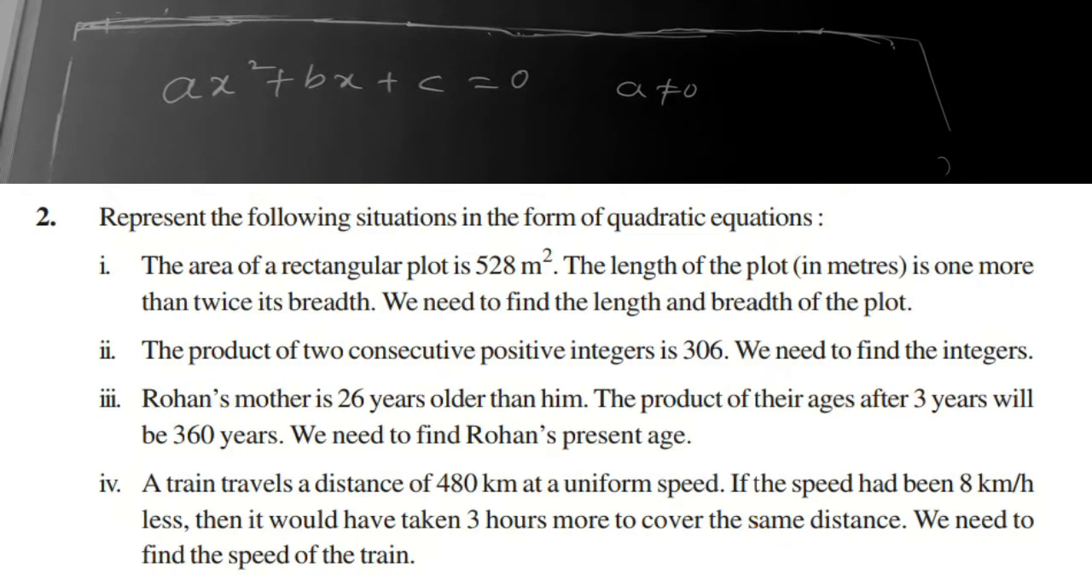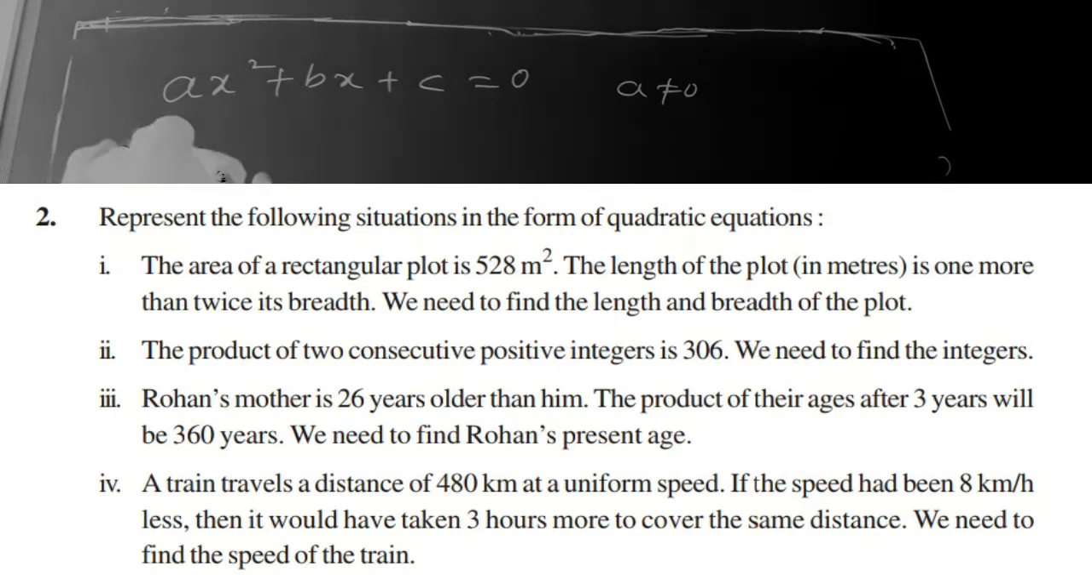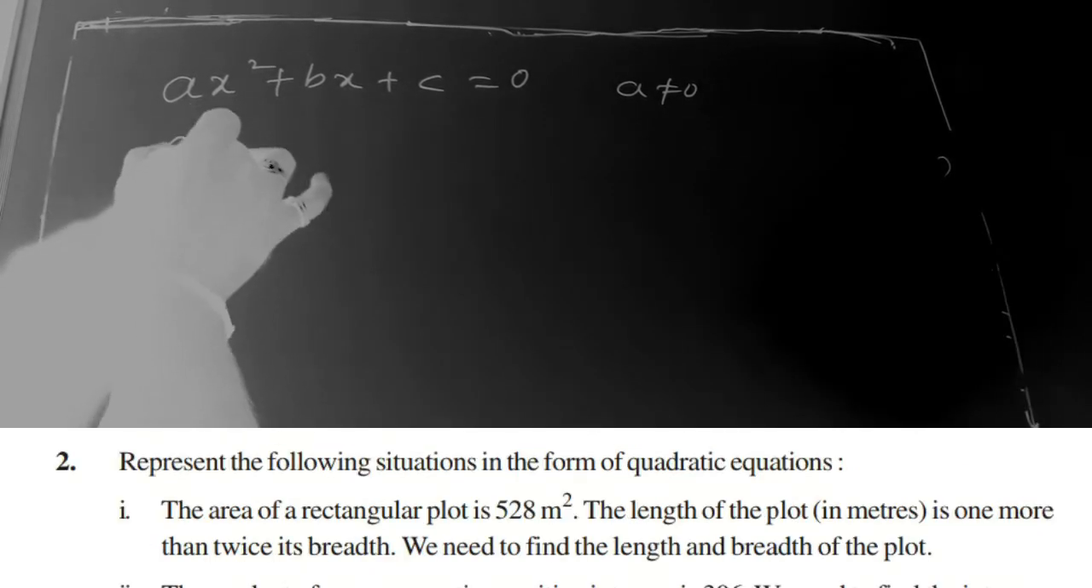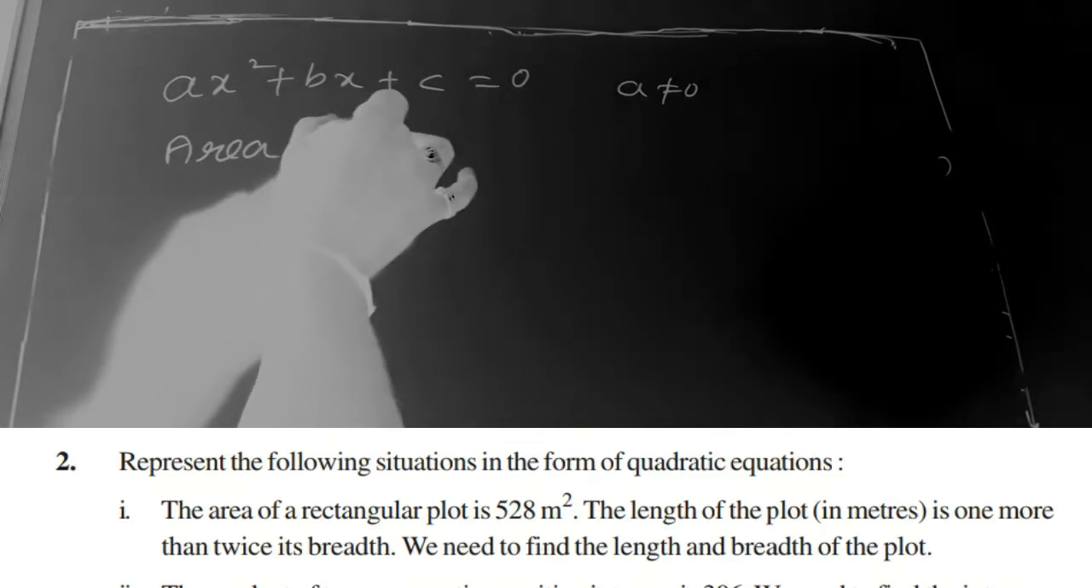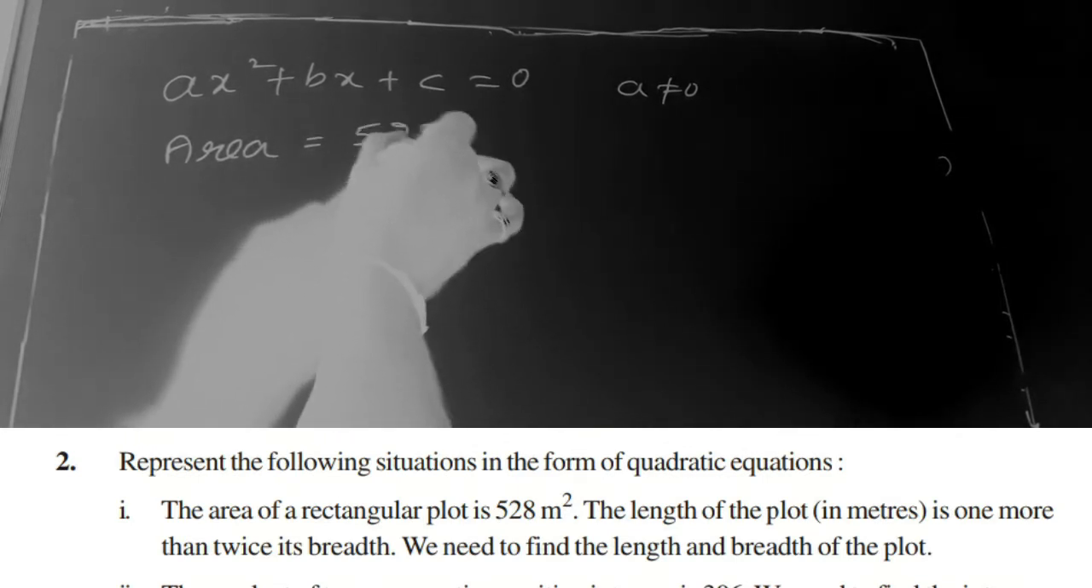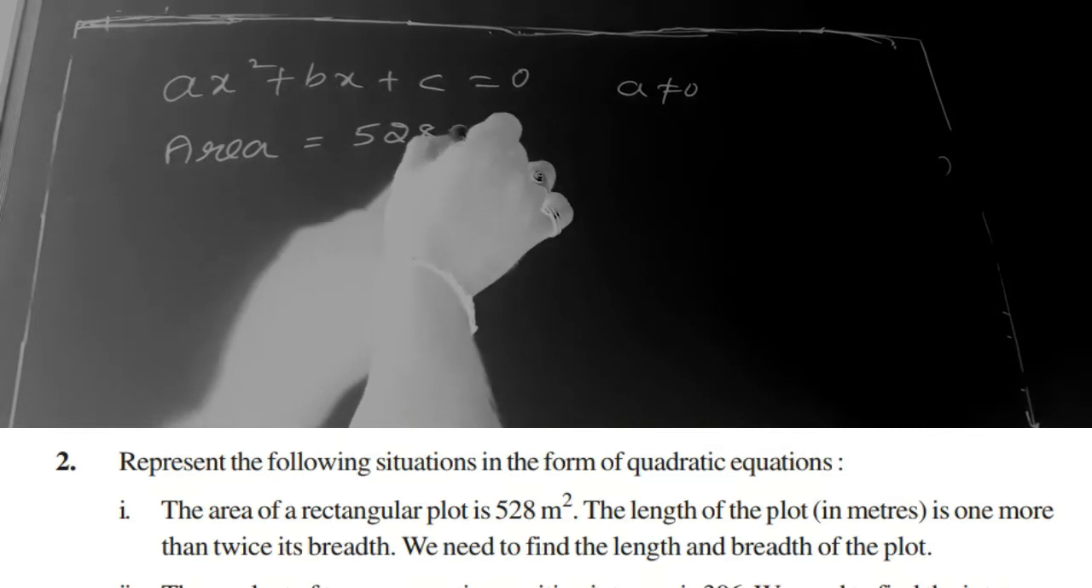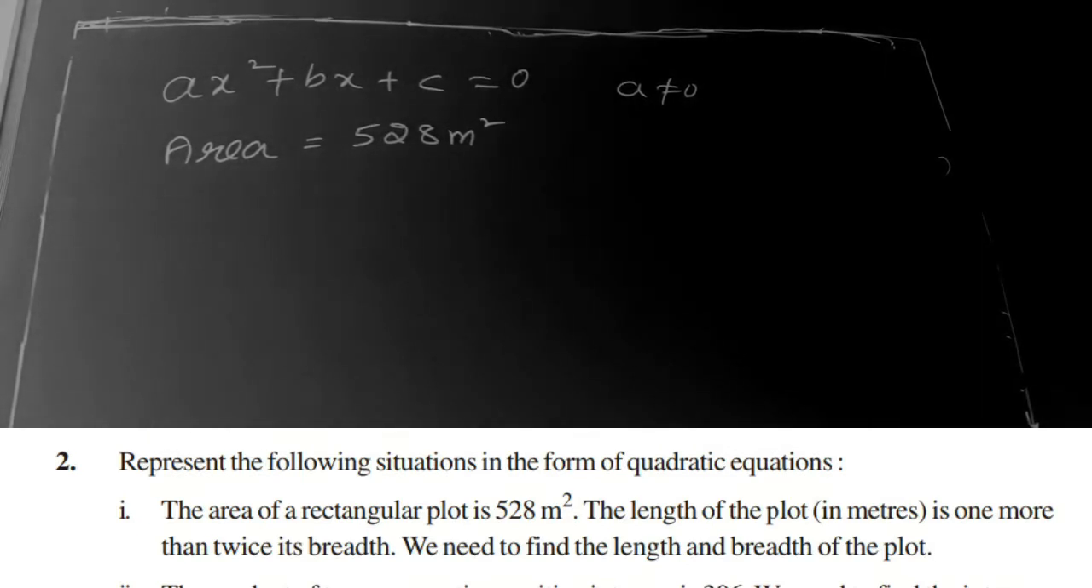So now see here, the area of a rectangular plot is 528. So he has given the area of a rectangular plot, that is 528 meters square. The length of the plot is 1 meter more than twice its breadth. We need to find the length and breadth of the plot. So length is 1 meter more than twice its breadth.